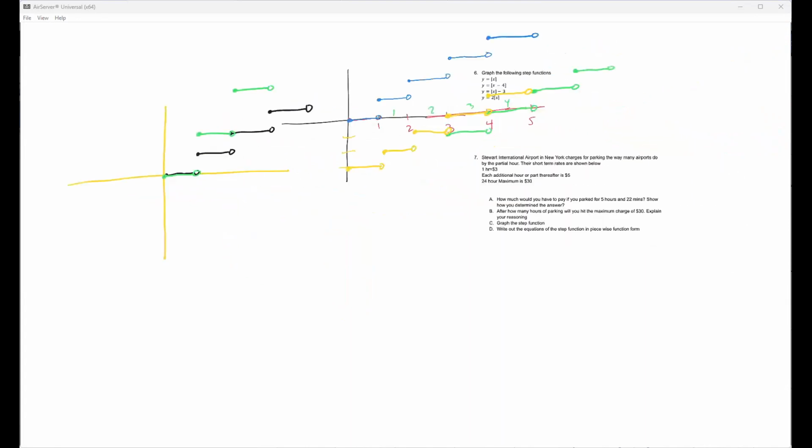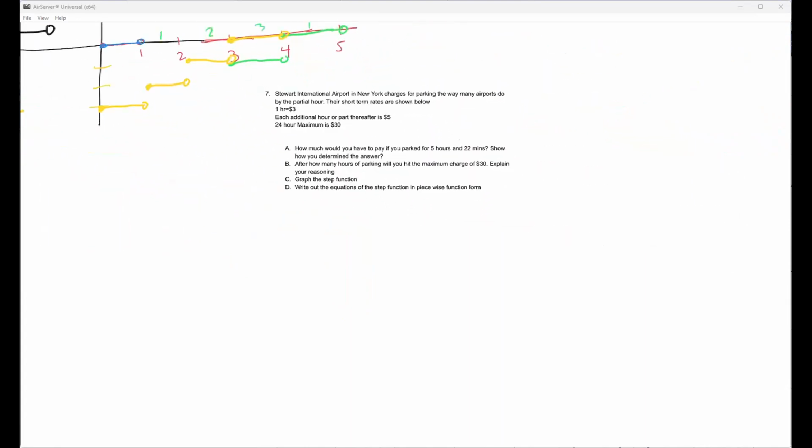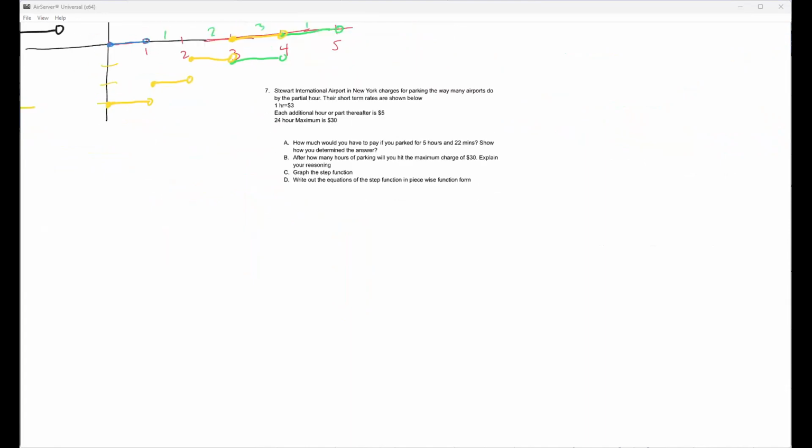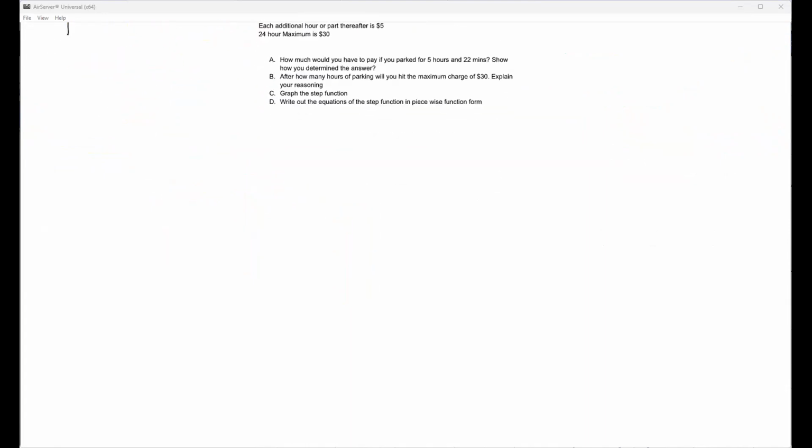Last but not least, number 7. All right, so parking at an airport. I think a lot of you got this down. Make sure you're not using an equation for this, but let's start doing the step first. From 0 to 1, it costs $3, right?